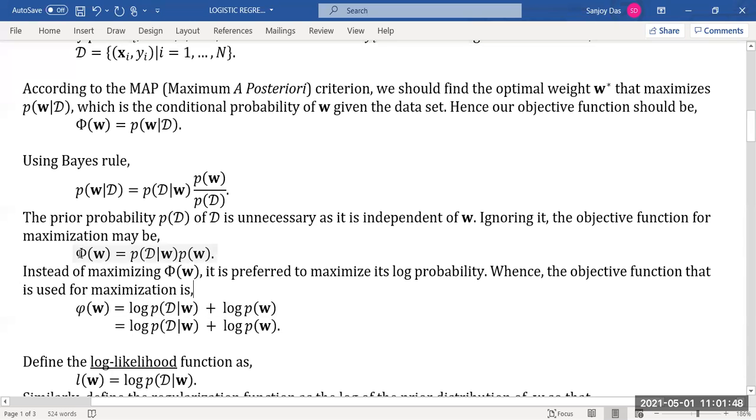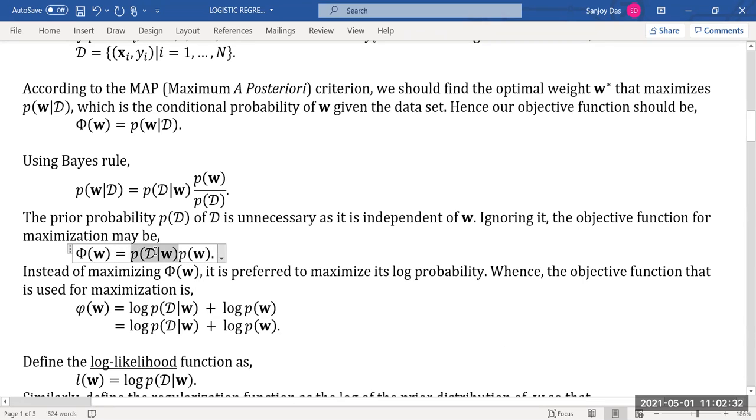Anyway, so this is what we could maximize then. We would like to find W that would maximize this objective function, uppercase phi of W, which is the probability of the data given W times the probability of W, the prior probability of W. This is called the prior probability because it's prior to the data: what is the probability of W? So this is called the prior probability, or simply the prior of W, and this is called the likelihood.